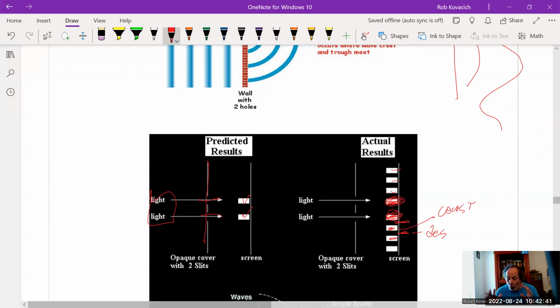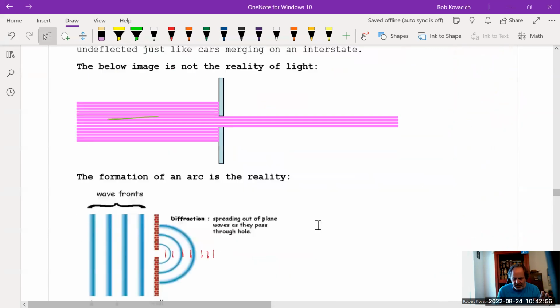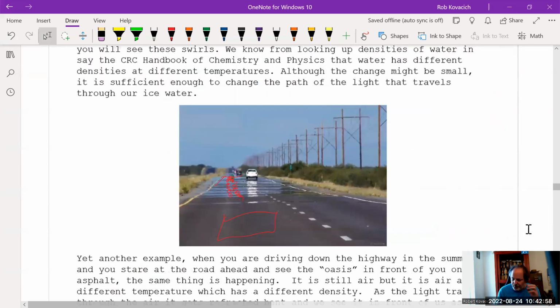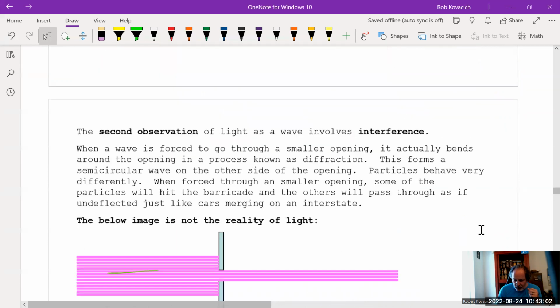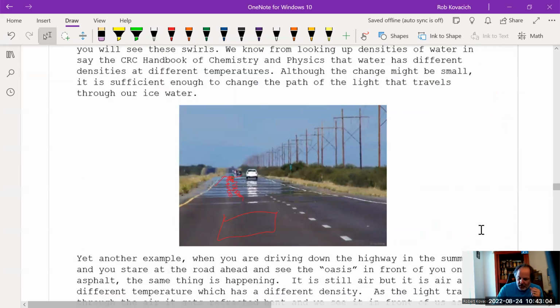So we can say light is a wave because it undergoes interference and it undergoes refraction. So without a doubt, light is a wave. We're going to move on to something else in a sec, but I do want to talk about something else up here. Let's give you one more example of this refraction stuff. So here's a terrible picture of a truck.